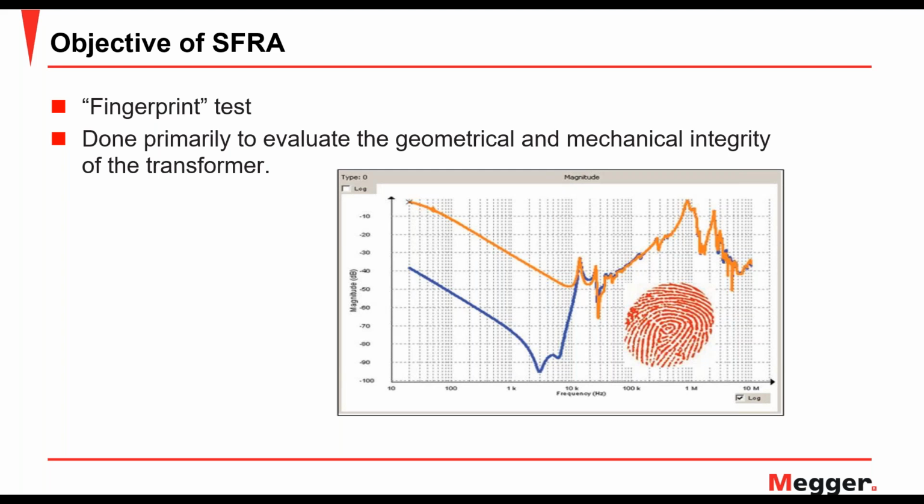Unlike a turns ratio test, here we don't get a set of numbers which we compare against set limits. What we get is a test data which is unique to that transformer, and we use that test data for comparison. There are different ways of comparing results, and we're going to look into that later. But that's the reason why this test is called a fingerprint test or a signature test. It's because the test data that we get out of it is unique to the transformer that we are testing on.